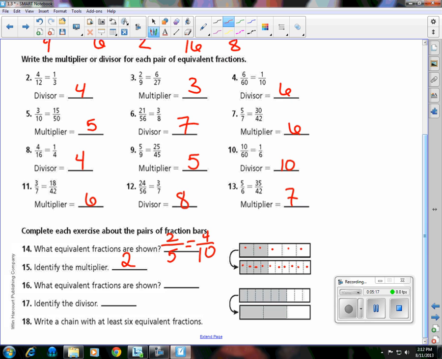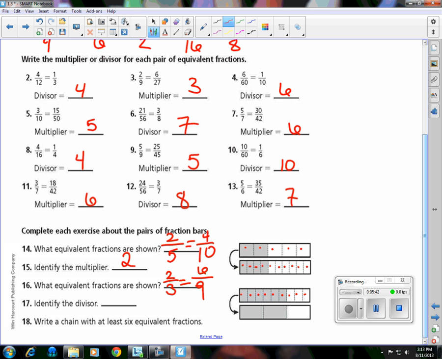What equivalent fractions are shown down here? Well, this bottom one is in thirds, so 2/3 is equal to what at the top? 1, 2, 3, 4, 5, 6, 7, 8, 9. How many ninths? 3 to what? How do I get 3 to 9? Well, 3 times 3, so 2 times 3, so 6. I didn't have to count them.